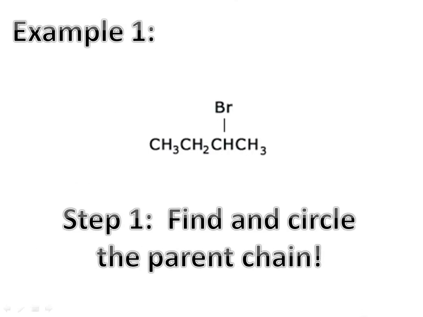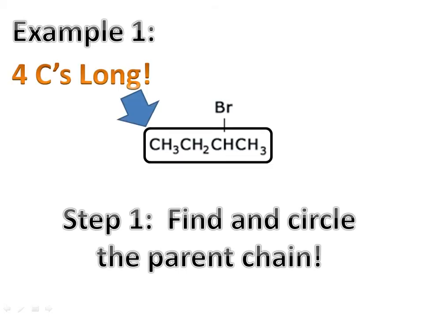The first step being finding and circling the parent chain. The parent chain is the longest chain of carbons that you can trace with your finger uninterrupted without touching a carbon twice. Now, with this molecule that you're looking at, the parent chain is 4 carbons long. This is the longest chain that we can trace in this molecule without doubling back or touching a carbon twice.